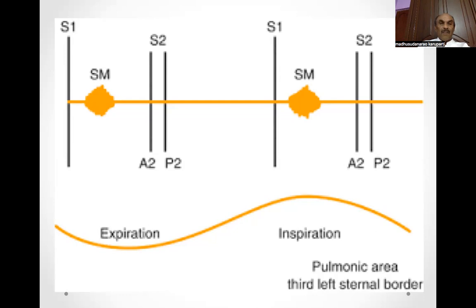Murmur is heard because of the increased flow of blood across the pulmonic valve, which is normal. So this is the murmur heard away from the site of the shunt.